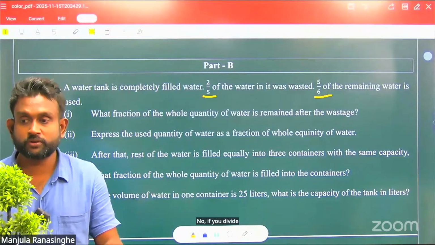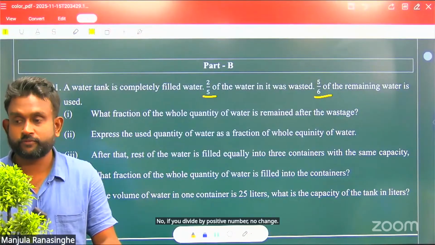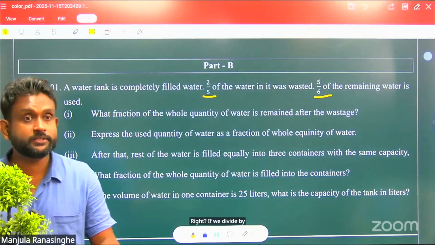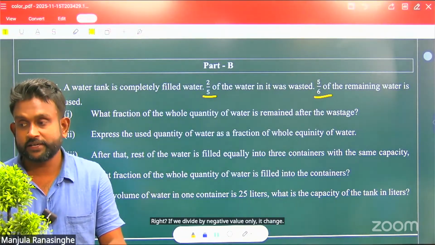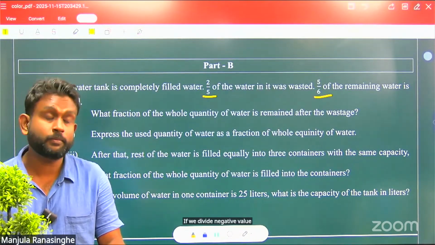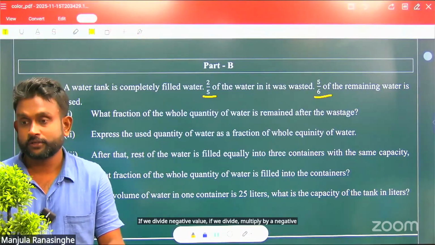Excuse me, sir. Yes. Sir, in inequality, if we divide by a positive number, should we change the sign? No, if we divide by a positive number, no change. If we divide by a negative value only, it changes. If we divide or multiply by a negative value, the sign changes.